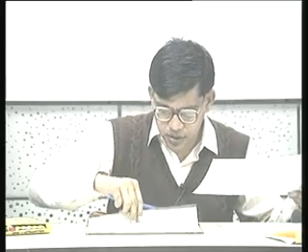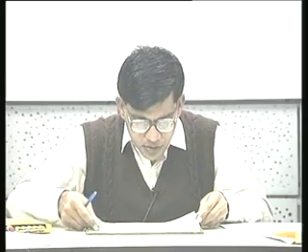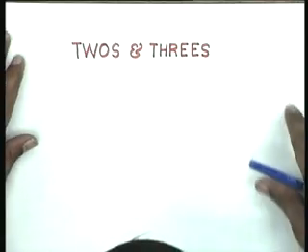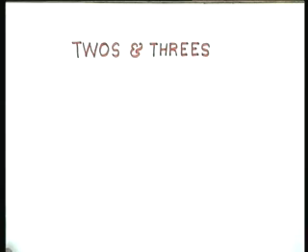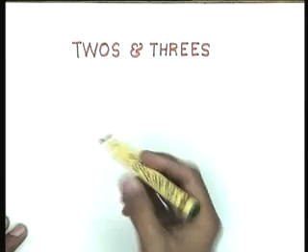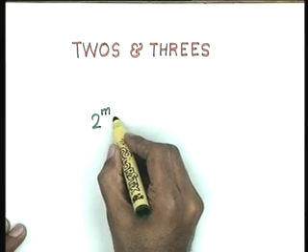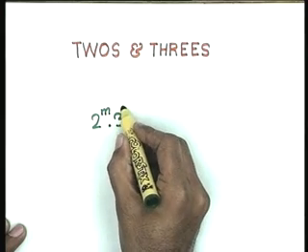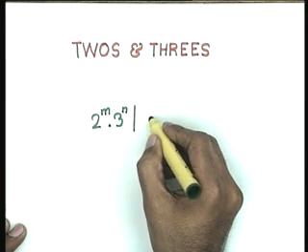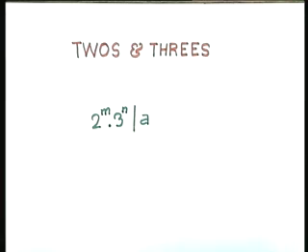But let us motivate it by an example, right. So, let us take this example. The problem is, let us say given an arbitrary positive integer, what you have to find is the largest m and n such that 2 raised to m multiplied by 3 raised to n divides, let us say, the number a, right.